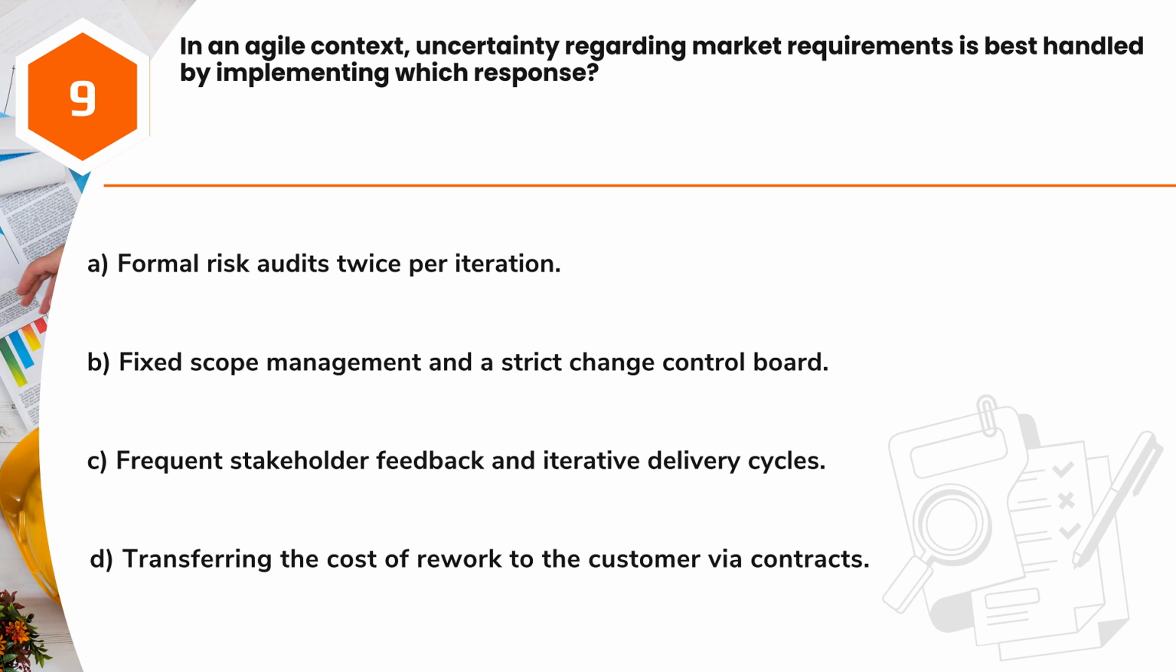Question 9. In an Agile context, uncertainty regarding market requirements is best handled by implementing which response? A. Formal risk audits twice per iteration. B. Fixed scope management and a strict change control board. C. Frequent stakeholder feedback and iterative delivery cycles. D. Transferring the cost of rework to the customer via contracts.